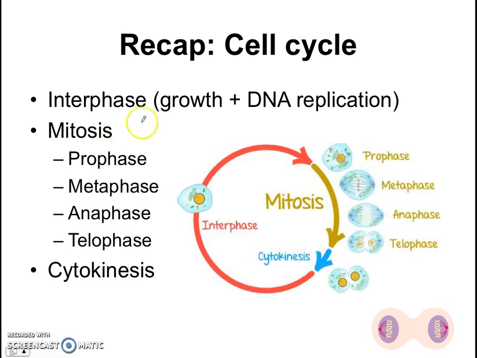Alright, so there you have it. We've been through what happens in the interphase, we have been through what happens in each phase of mitosis, and we've been through what happens in cytokinesis. So you need to be able to identify diagrams, you need to be able to describe certain key events in each stage. So go through your textbook, go through the set of notes again, and I'll see you in class.